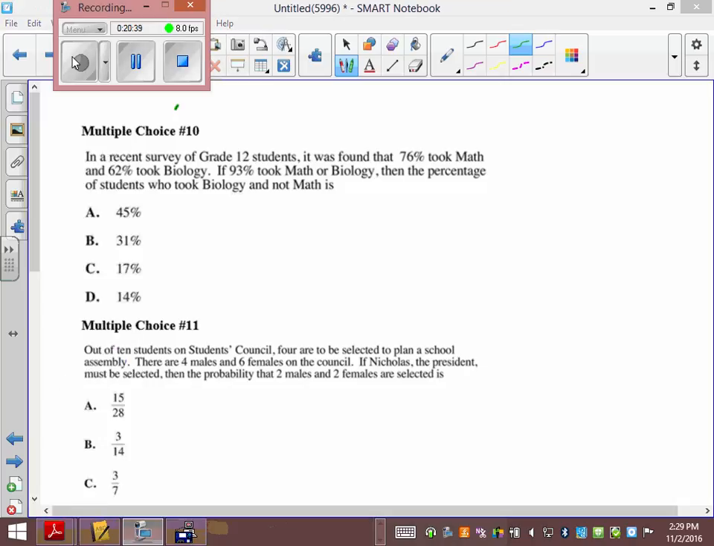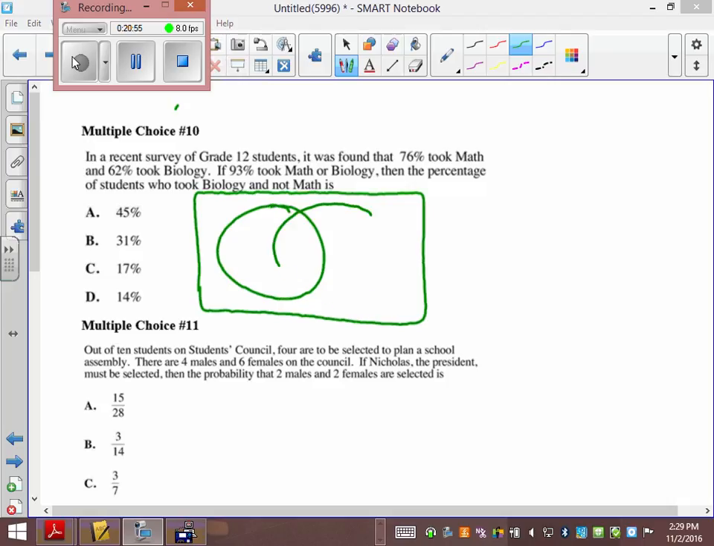Okay, multiple choice 10. In a recent survey of grade 12 students, it was found that 76% took math, 62% took bio, 93% took math or bio. Then the percentage who took bio and not math. So we know 93% are in the snowman. So we know 7% are out.